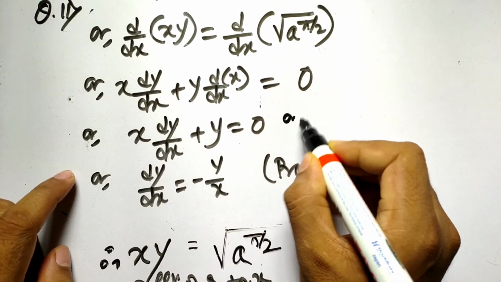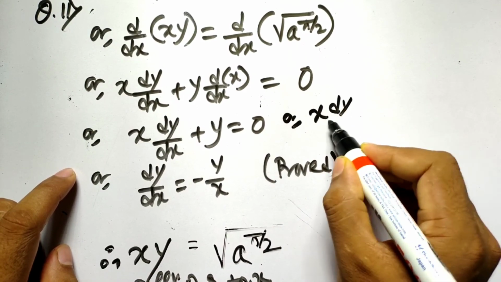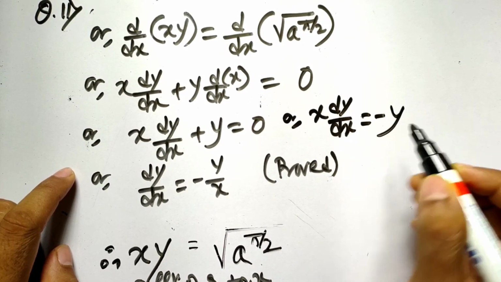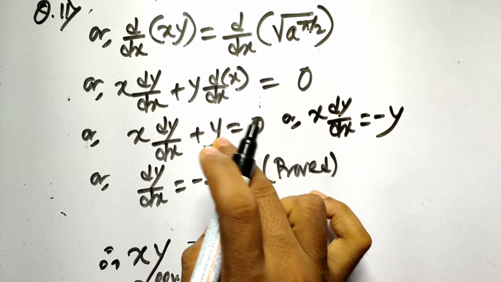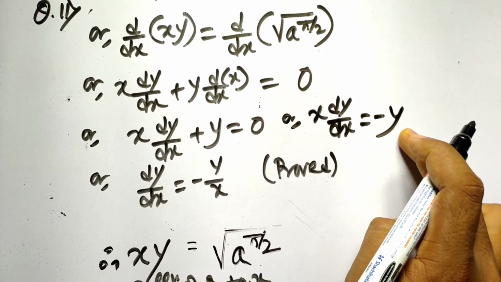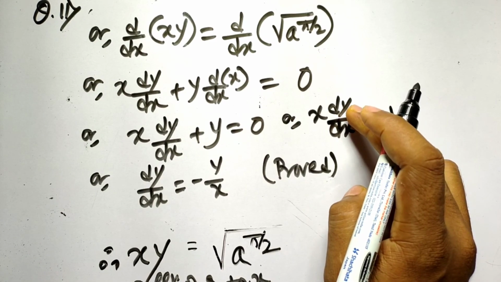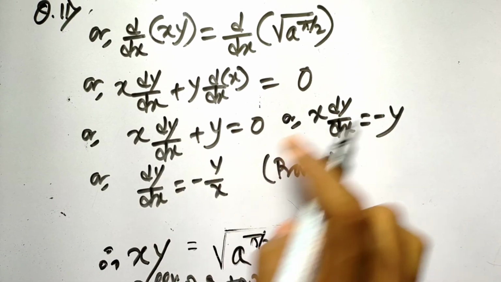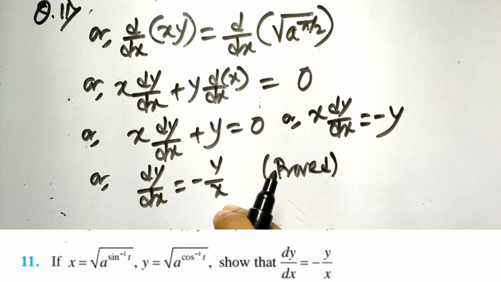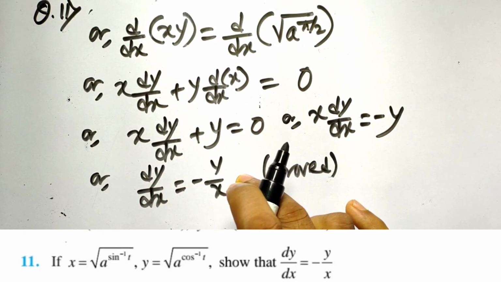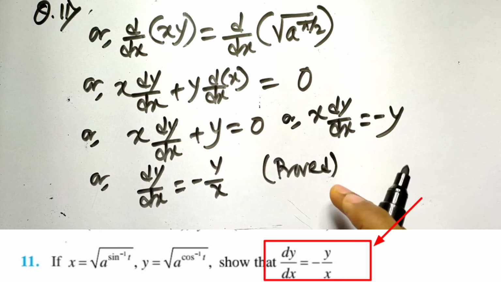From here, x dy by dx equals minus y, because if you bring plus y to the right side, plus y becomes minus y. Next line, from this line the dy by dx value is minus y by x. So this is what we wanted to prove. Hence proved.